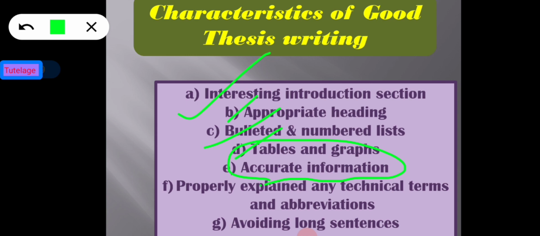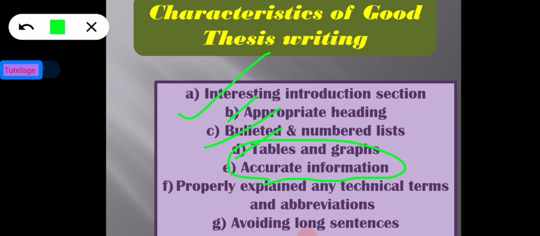A thesis will be considered good if it presents accurate information, and accurate information is one of the most important characteristics of good thesis writing. So, researchers should make sure that the thesis is free from any errors. After finishing the first draft, the thesis should be checked properly for spelling and grammatical mistakes.